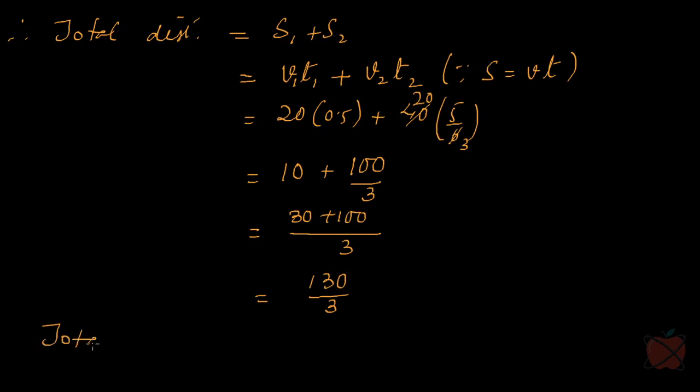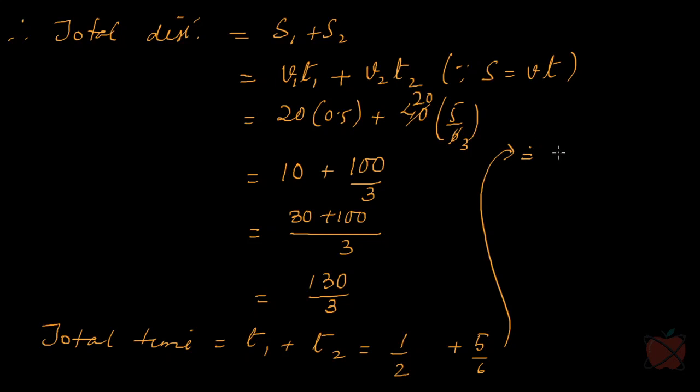And total time is T1 plus T2. T1 here is 0.5 plus T2 is 5 by 6. Instead of 0.5, let us write 1 by 2, because 0.5 is 1 by 2. So you get 1 by 2, and this LCM will be 6. 6 divided by 2 is 3, so you have 3 plus 5, so you get 8 by 6. 8 by 6 here is 4 by 3. This will be in hour.